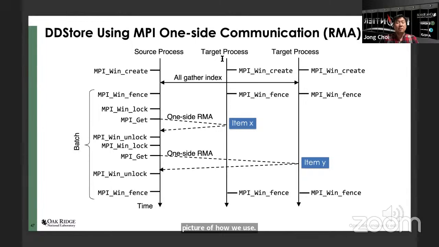Next slide. This is a full picture of how we use one-sided communication of MPI. It starts with a window creation function, and then we use a combination of fence and lock or unlock mechanisms to synchronize the data with minimal overhead. This is the overview of how we use this combination of MPI functions.